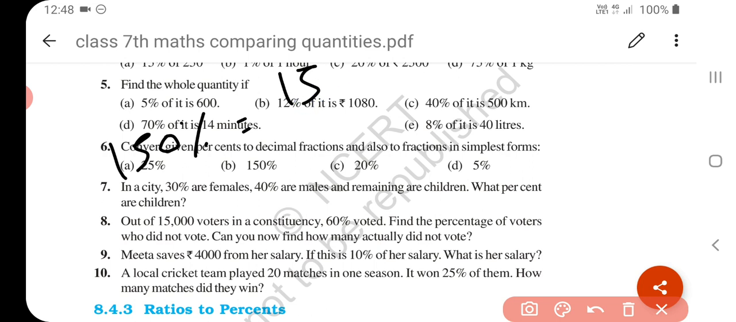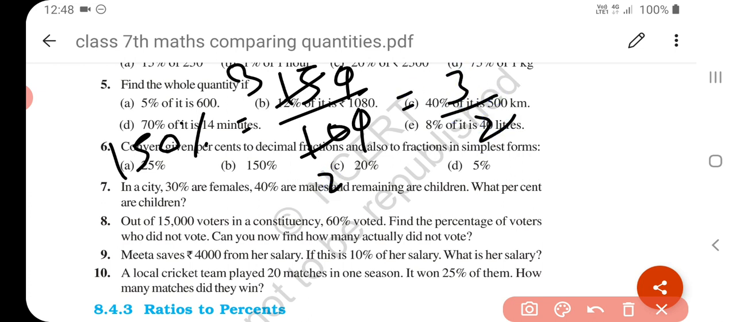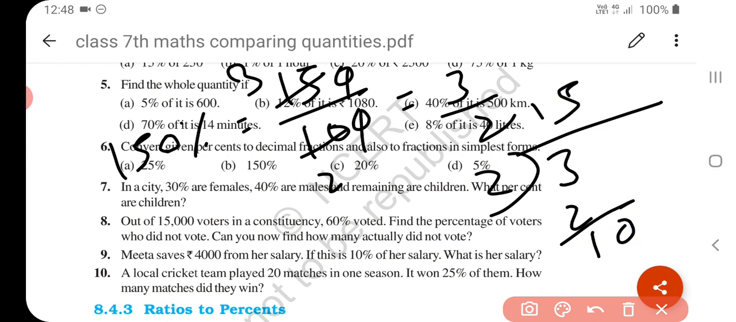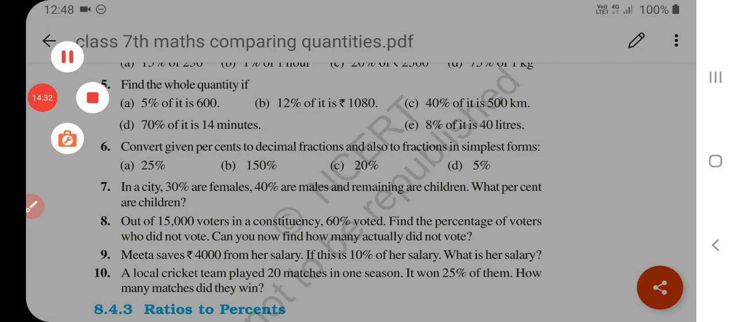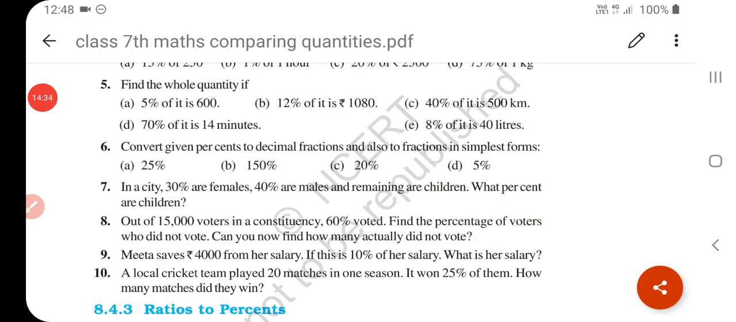What is the meaning of 150%? 150 upon 100. 5 3s are 15, 5 2s are 10. It is 3 by 2. And whenever you convert it into decimal, 2 1s are 2, 2 5s are 10. Your answer is 1.5. Understand? So this way you complete question number 6. Now question number 7: in a city 30% are females, 40% are males, and the remaining are children. What percentage are children?